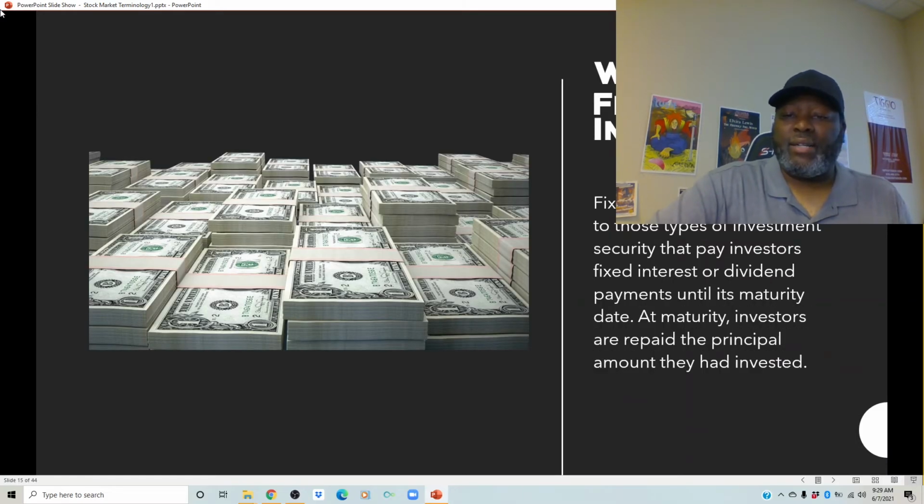What is fixed income? Fixed income broadly refers to those types of investment security that pay investors fixed interest or dividend payments until its maturity date. At maturity, investors are repaid the principal amount they had invested.